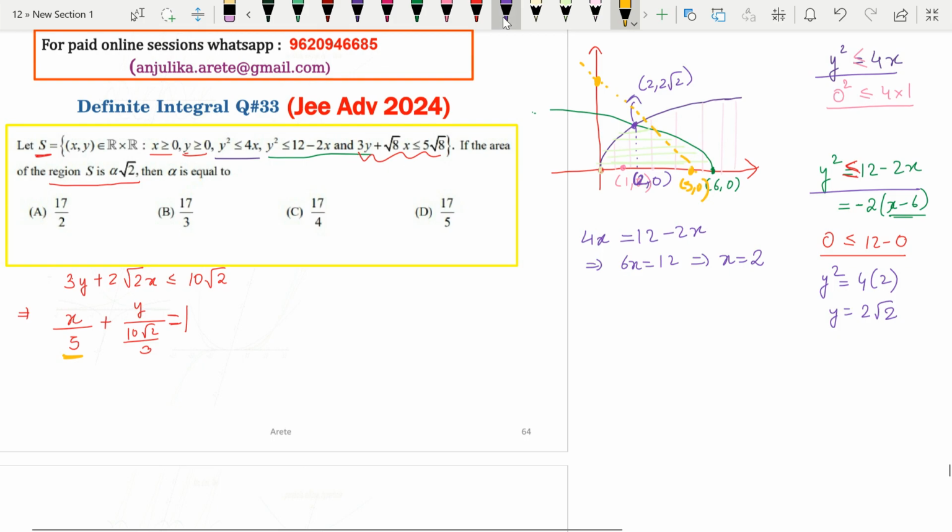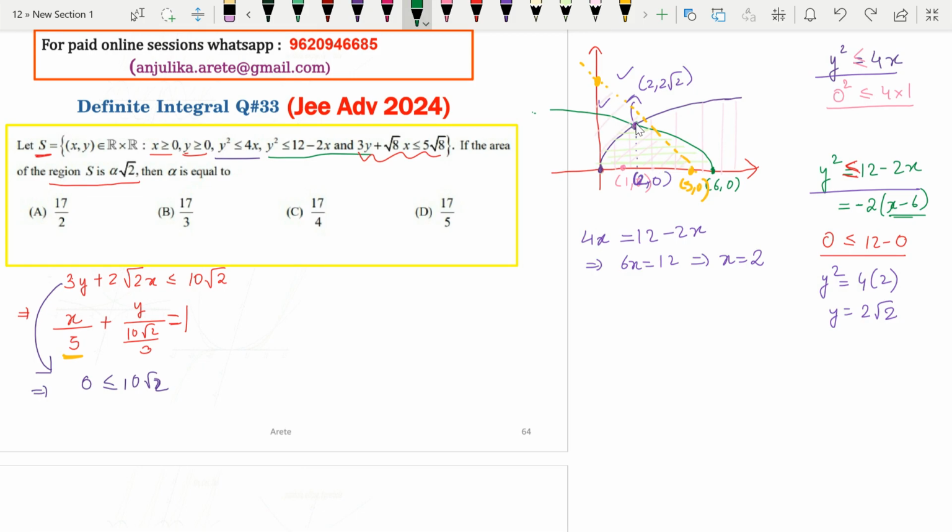Okay, so which region are we looking for? This side of the line or that side of the line? What do we do? Let's check with the origin, whether the origin is there or not. I will plug in 0 comma 0, so I get a 0, right? Is 0 less than or equal to 10 root 2? Yes. So we are looking for this side of the region.